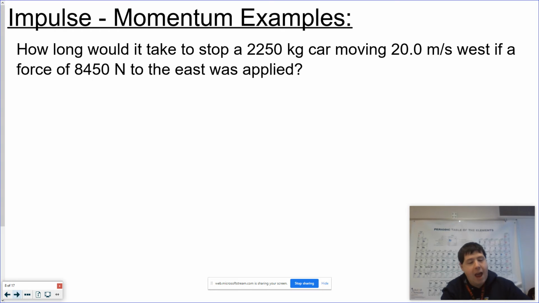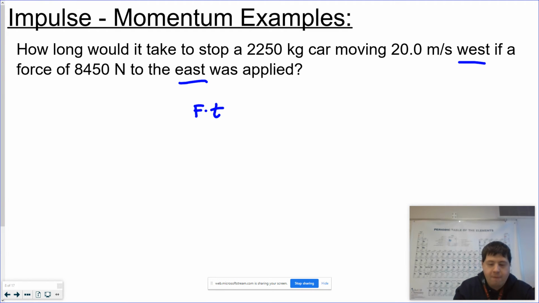So this first one says, how long would it take to stop a 2,250 kilogram car moving 20 meters per second west if a force 80,450 newtons to the east were applied? So I'm going to go ahead. I know I'm going to need to use the force times time equals m times Vf minus Vi. You always know that if you're talking about like time and force and some momentum things here. So that's how I knew to use this equation.